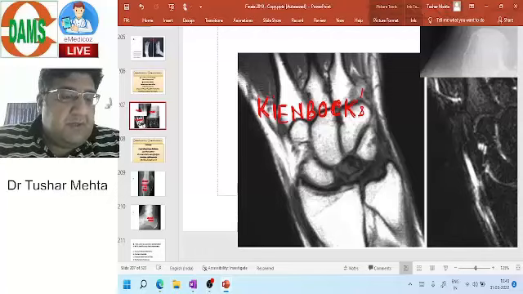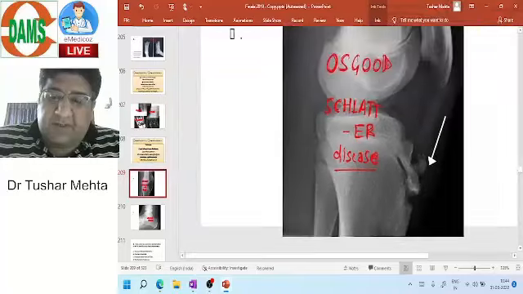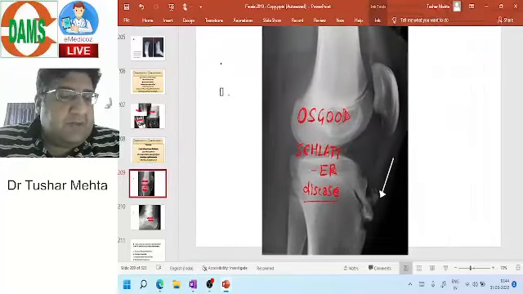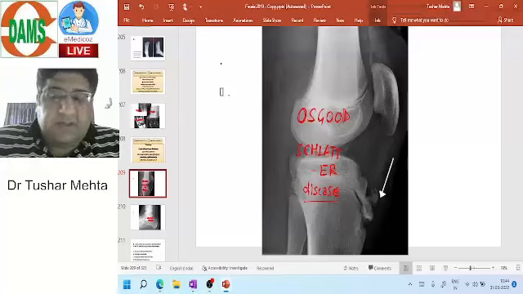Let me just show you the classical example of distraction osteochondritis. So this is Osgood-Schlatter disease. Now can you see the Osgood-Schlatter disease? You can see the formation of a bony spicule around the insertion of the ligamentum patellae onto the tibial tuberosity. I'm sure you all can see that.